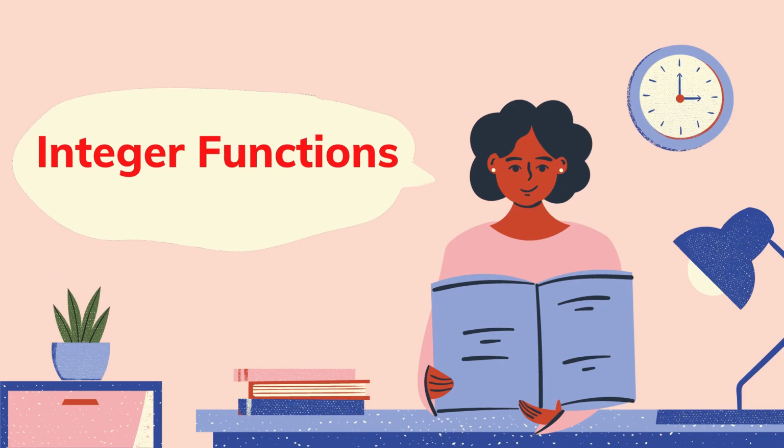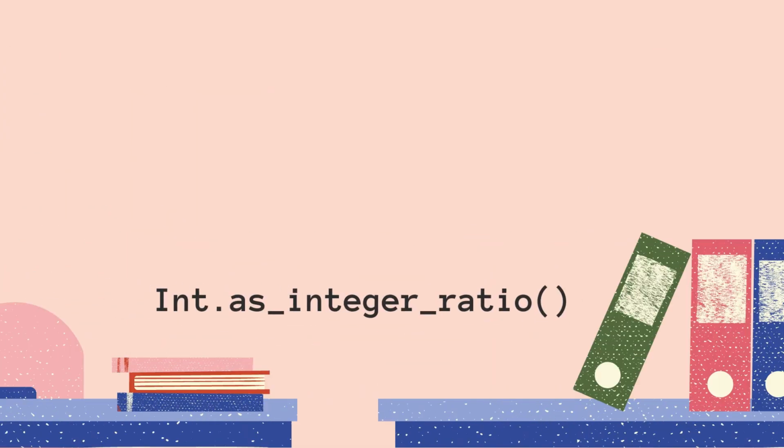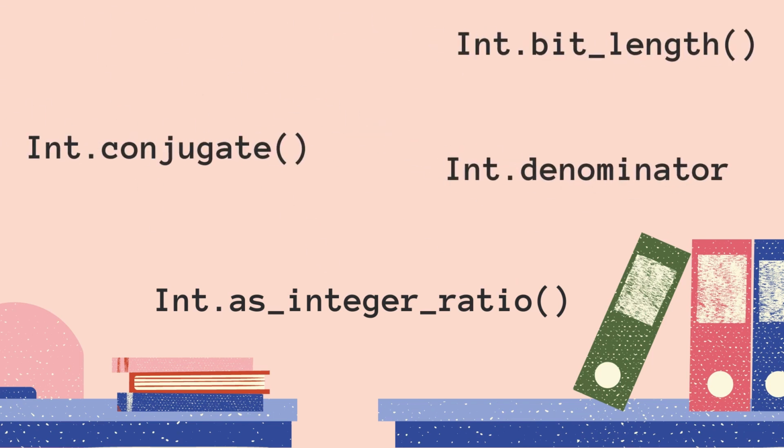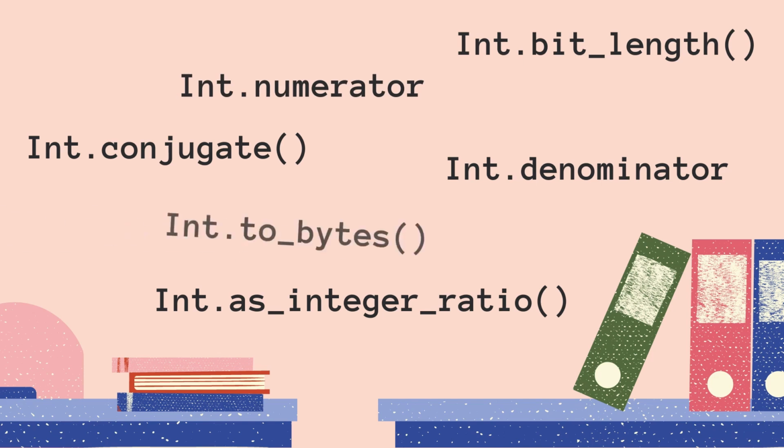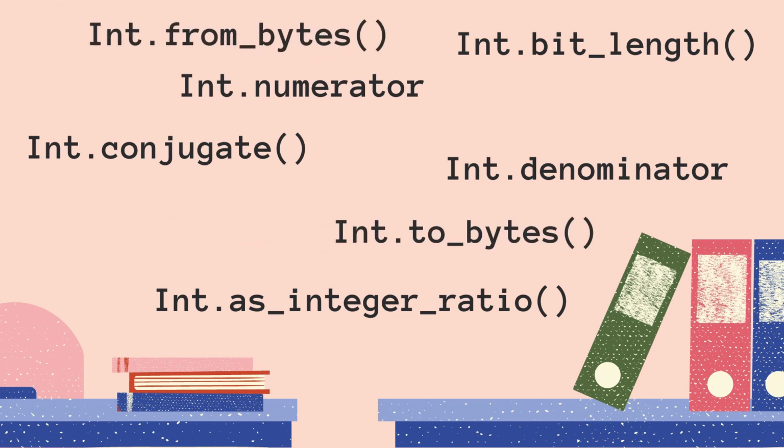Now moving on to the integer functions that we will be discussing in today's video. First is as_integer_ratio, next is bit_length, third is conjugate, fourth is denominator, fifth is numerator, sixth is to_bytes, seventh is from_bytes, eighth is imag, and ninth is real.